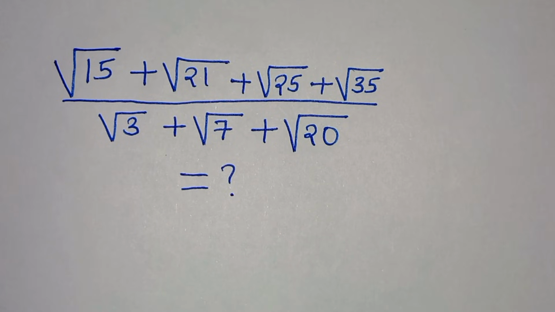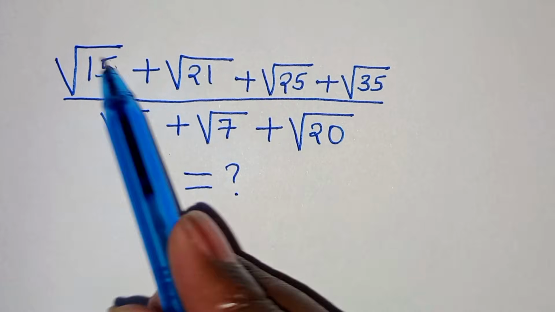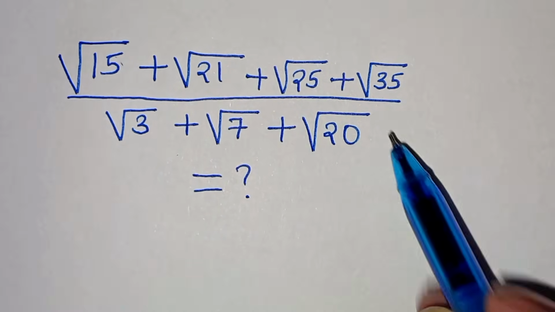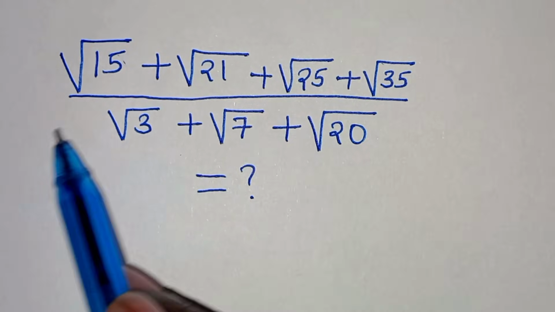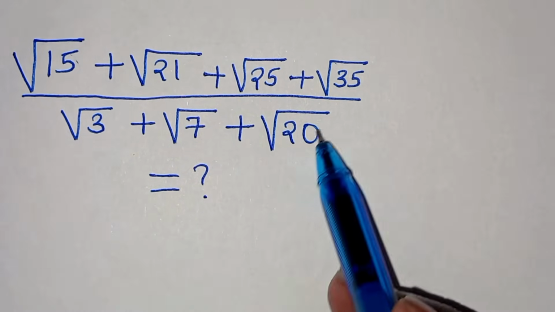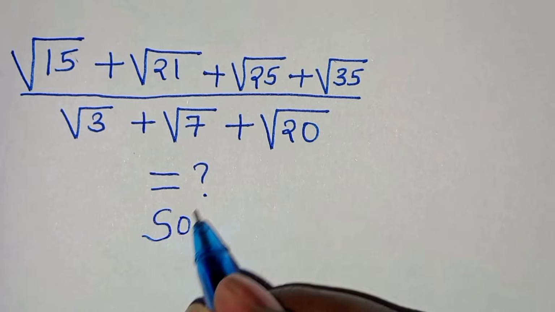Hello everyone, you're welcome to solve this nice square root math problem, which is the square root of 15 plus square root of 21 plus square root of 25 plus square root of 35 divided by square root of 3 plus square root of 7 plus square root of 20. Now let's provide a solution from here.